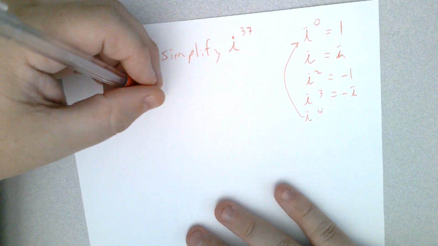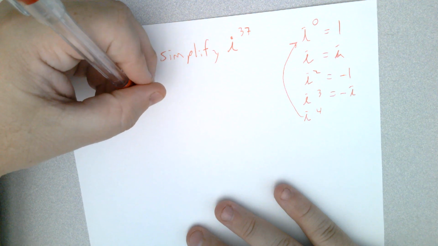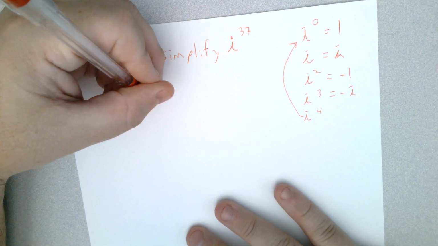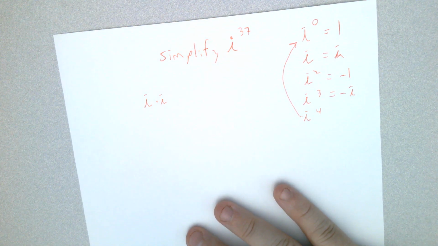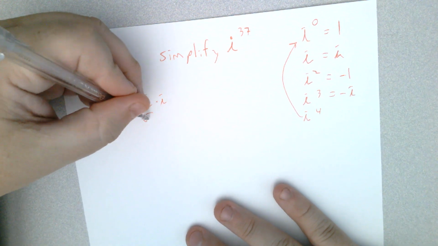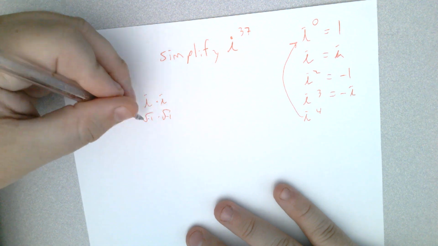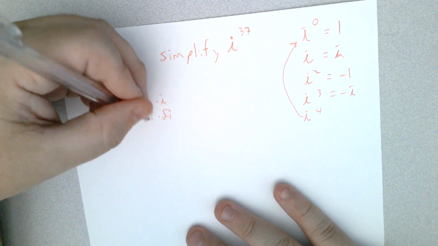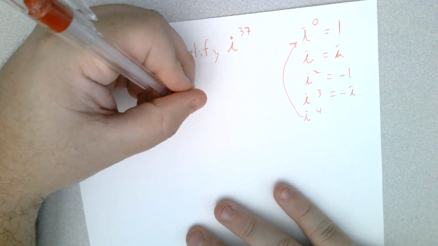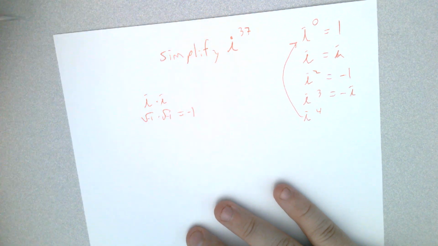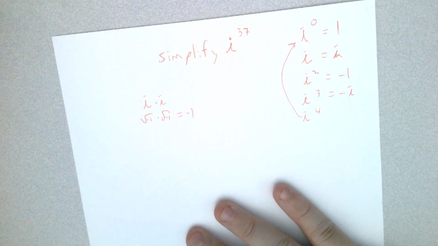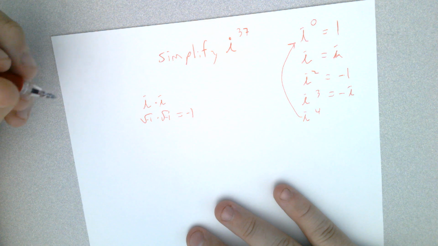If we have i squared, we have i times i. Well, we know i is equivalent to the square root of negative 1 times the square root of negative 1. Whenever we have a square root times itself, we just drop the root, and we're left with whatever was under the root, which is negative 1 in this case.